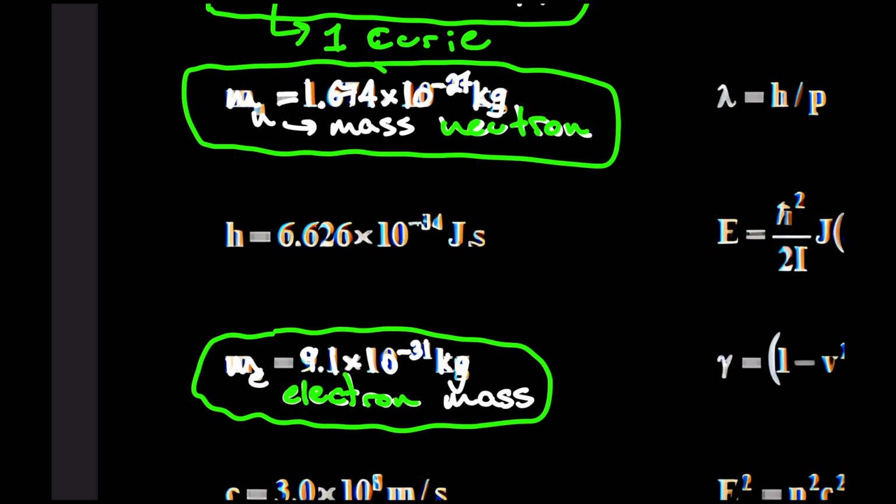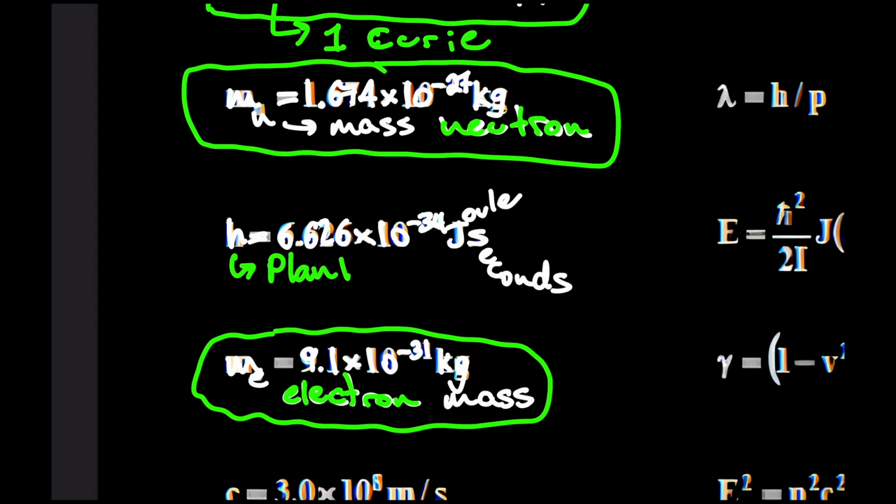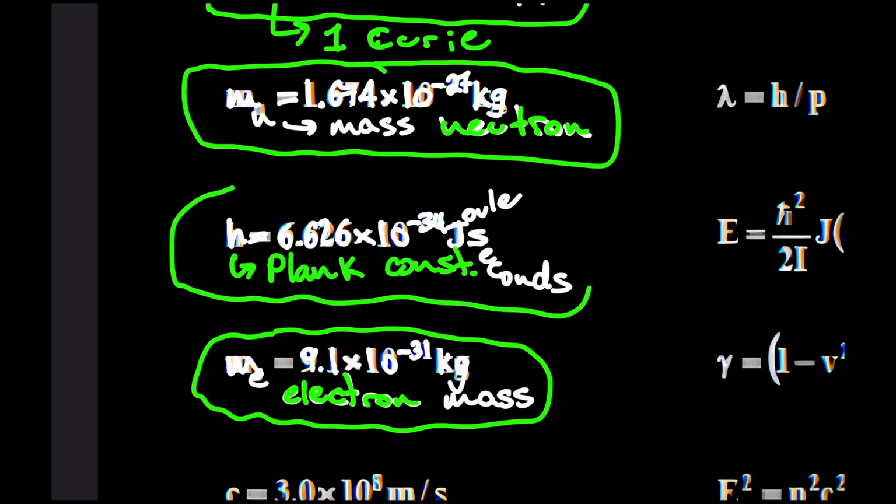Let's go back to this H over here. We got H is equal to 6.626 times 10 to the negative 34, I believe. This is joule seconds. So this is joule and this is seconds. And I think this H is Planck constant. So another constant, we're going to go like this, and just confirm that this is to the minus 34.